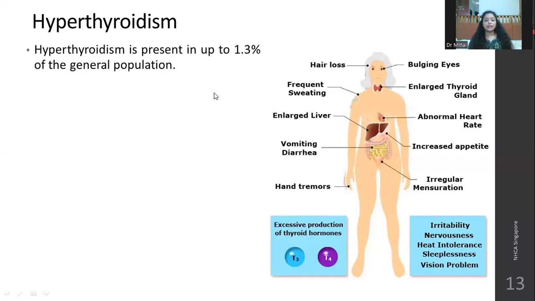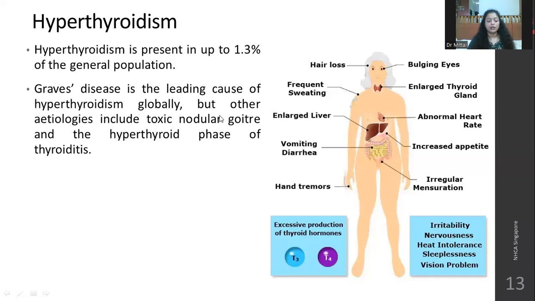Hyperthyroidism is present in up to 1.3% of the general population, much less than the cases of hypothyroidism. Graves' disease is one of the leading causes of hyperthyroidism. That's an autoimmune disease, but we have other etiologies as well. Etiology means causing factors, causes. They include toxic nodular goiter, like too much iodine toxicity. Iodine toxicity can also lead to hyperthyroidism.